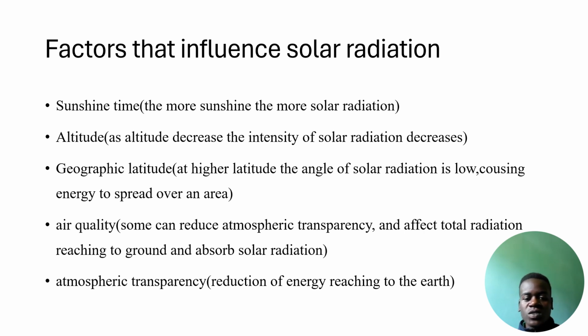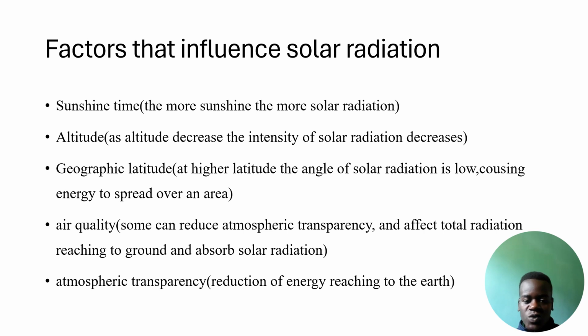Another is geographic latitude. At higher latitude, the angle of solar radiation is low, causing the energy to spread over a larger area. Another, I can say, is air quality. Things like air pollution can reduce atmospheric transparency and affect the total radiation, absorbing the solar radiation that is reaching the Earth's surface.